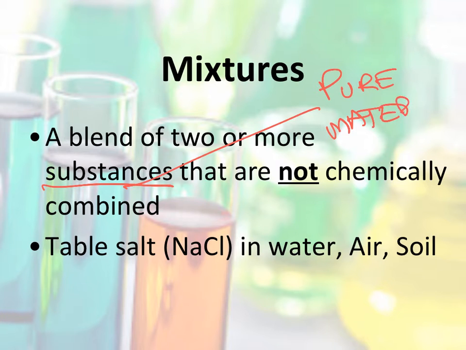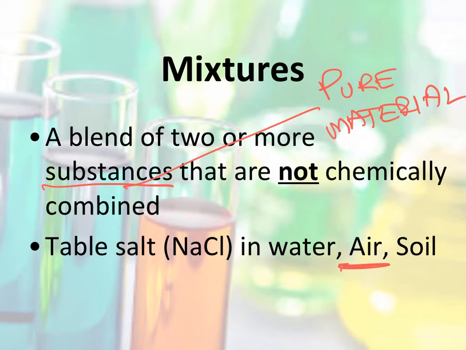So we mix 2 or more of these together, and we don't chemically combine them, we get a mixture. So for example, table salt and water. If I add salt to water, there's no chemical change going on there. It's just mixing salt and water. And how do I know that? Because if I evaporate the water, I get the salt back.